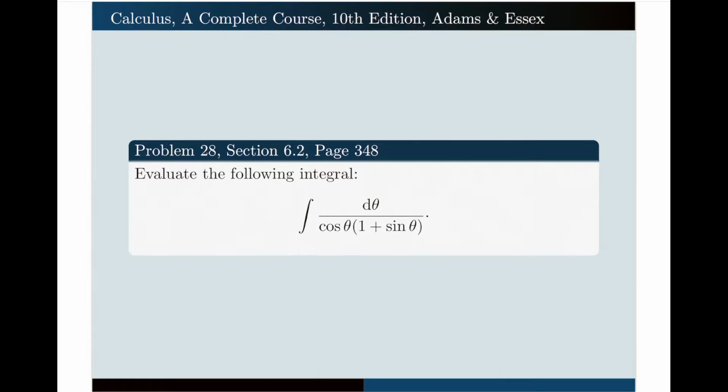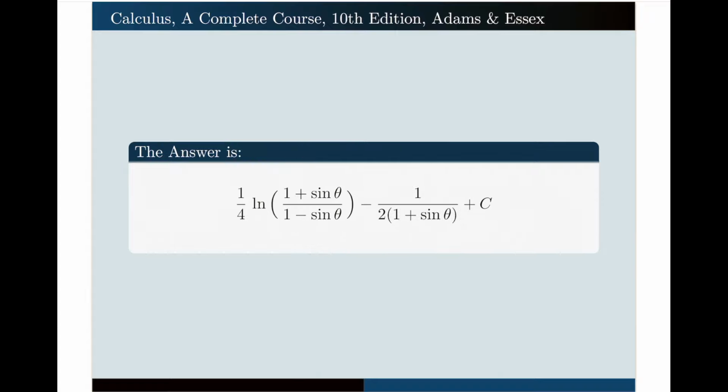It would be a good idea if you pause the video at this point and try to solve the problem yourself first. If you do the calculations correctly, one possible answer that you might get is as follows. 1 over 4 ln of 1 plus sine theta over 1 minus sine theta minus 1 over 2 times 1 plus sine theta plus a constant c.